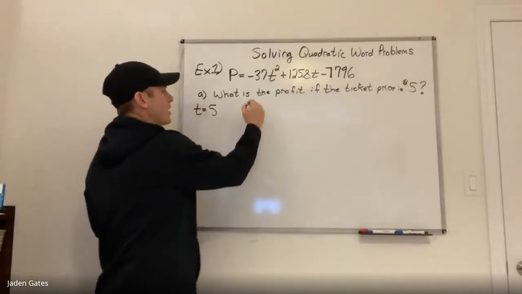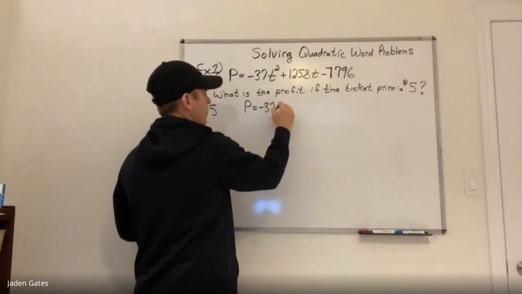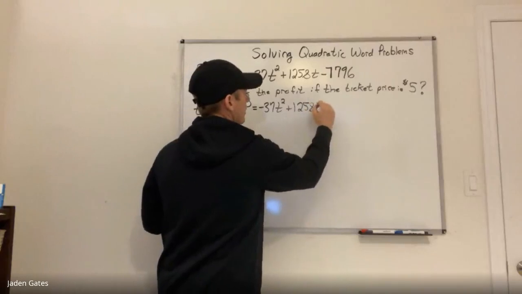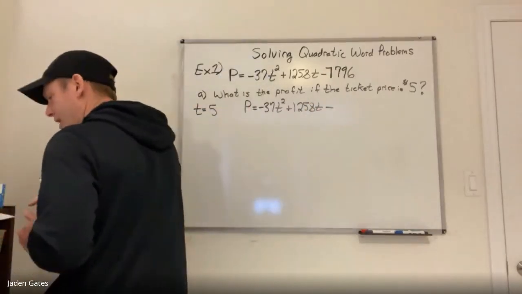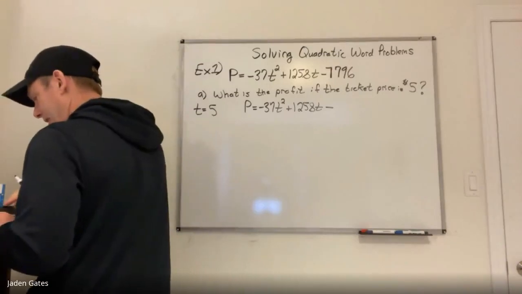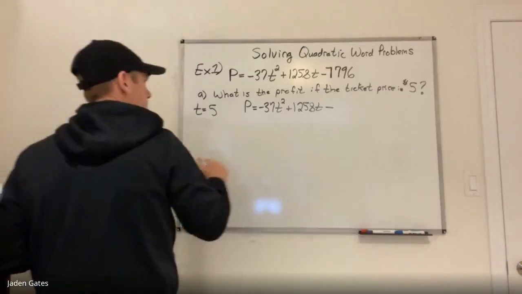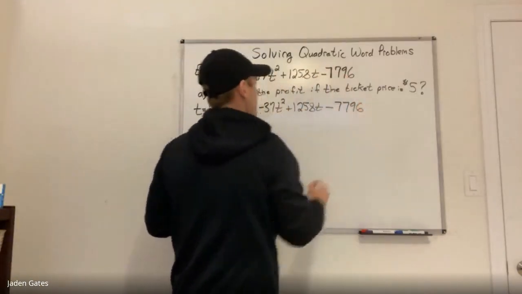All right. Now, again, I have my equation here. P is equal to negative 37 T squared plus 1258 T. I'm just going to write this all down again. And again, I'm going to check this number because I got to make sure this number is right. Because this is an old student's note. Yes, it is right. It's 7,796.